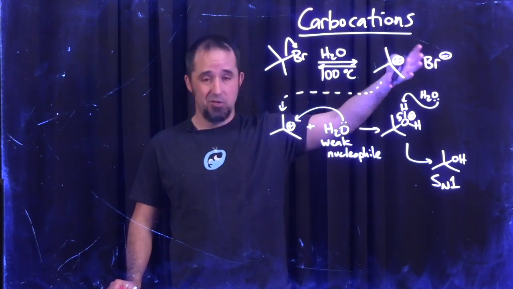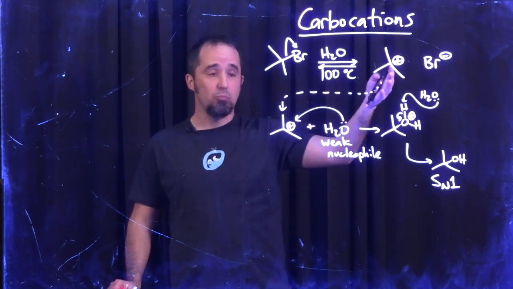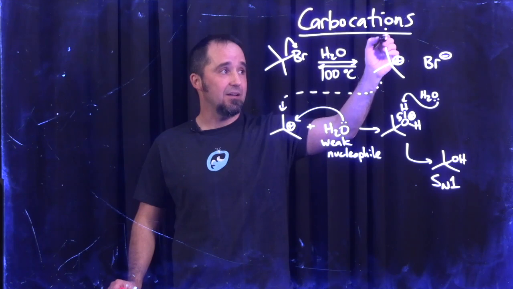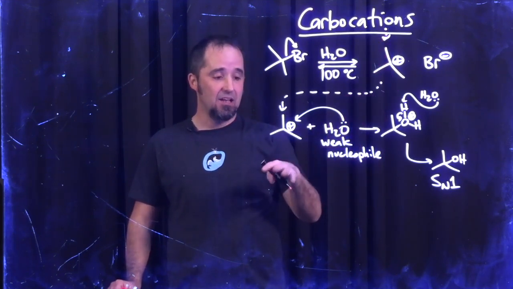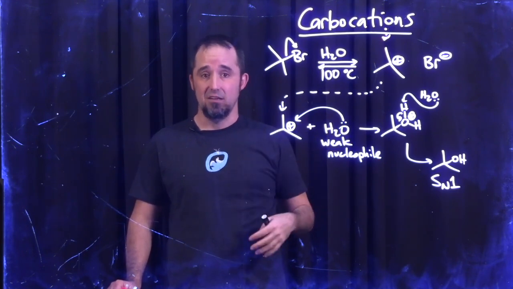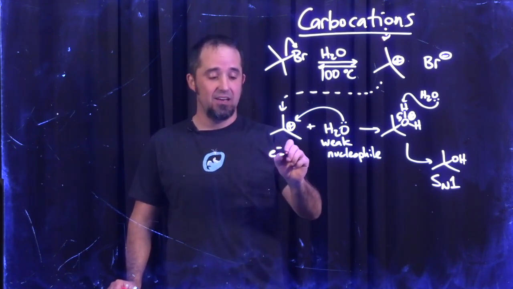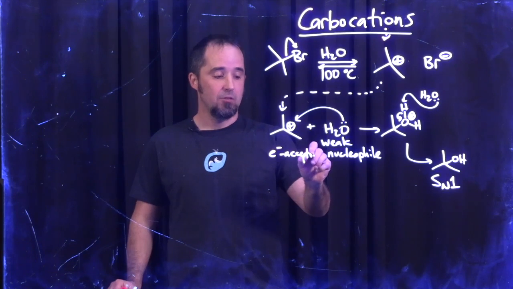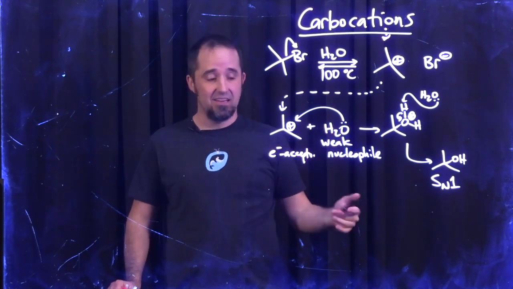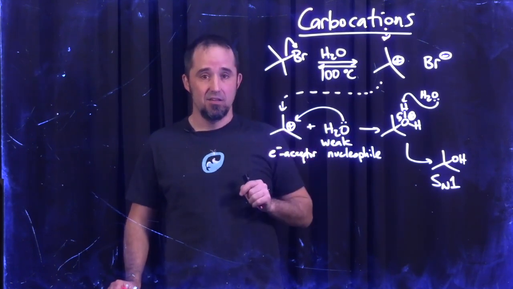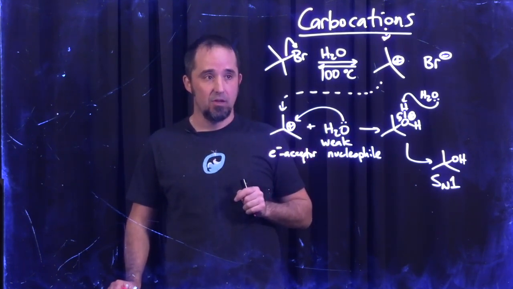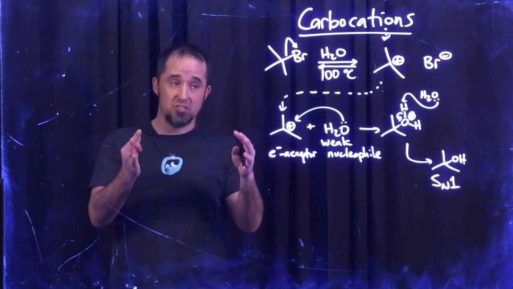Both the bromide, which we always have, and this tert-butyl cation. This is a carbocation. This carbocation we talked about can act as a weak Lewis acid, which is to say electron acceptor. This water can then act as a weak nucleophile and come in and make a bond to that carbocation. Okay, so again, it's a two-step reaction.